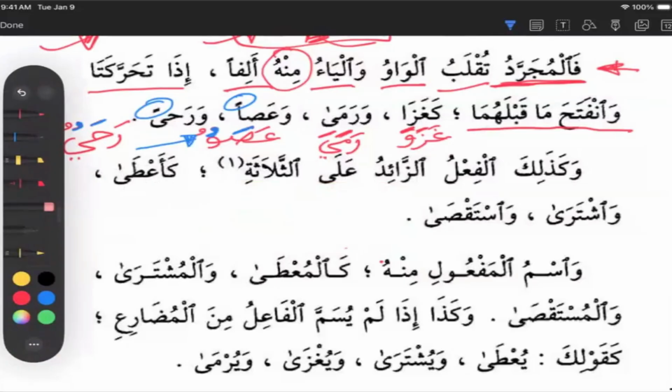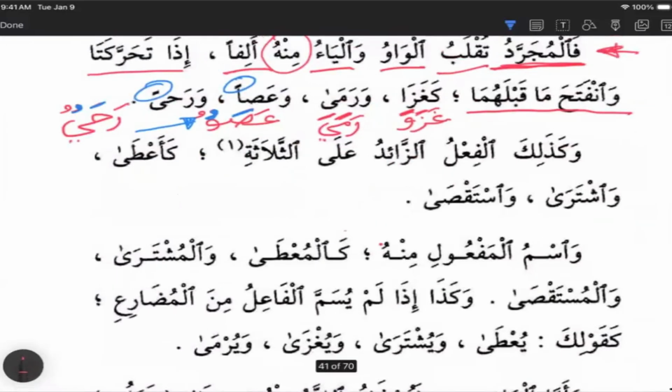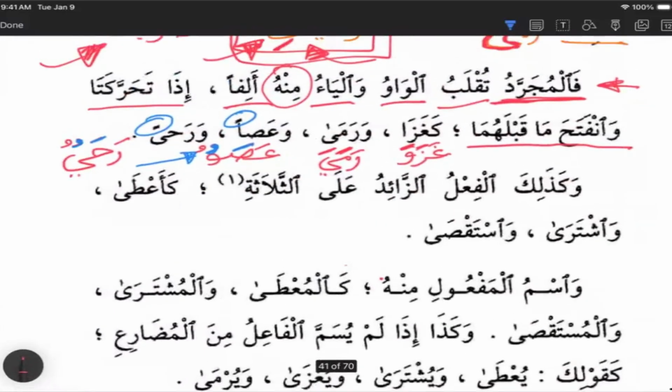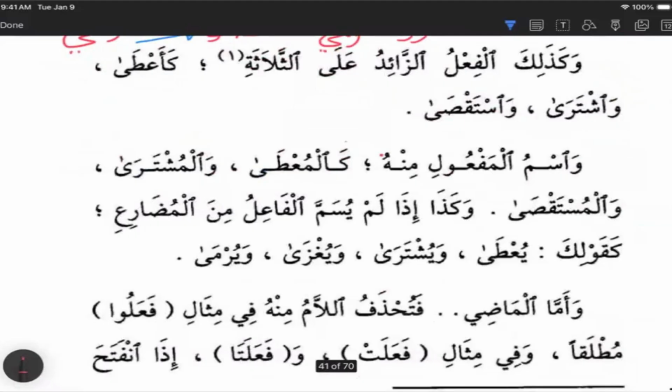وكذلك الفعل الزائد على الثلاثة كأعطى واشترى واستقصى. And likewise, the verb that has more than three letters, the wow or the ya is flipped into an alif. And he gave examples. أعطى, one extra letter. Ishtara, two extra letters. Istaqsa, three extra letters. You always want to know the significance of his examples.